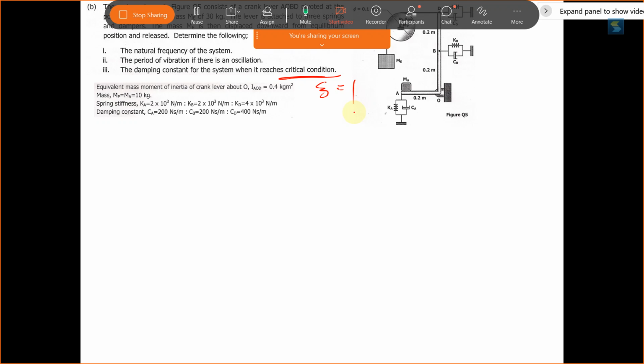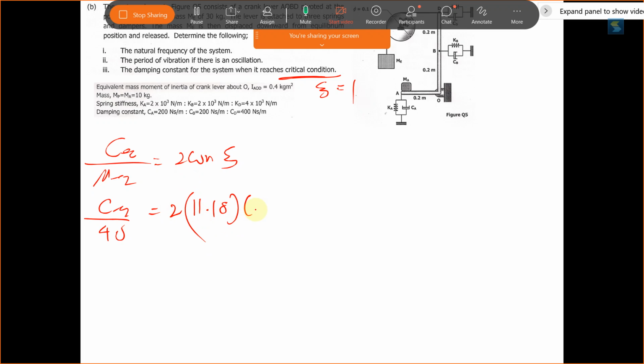Okay. So C equivalent over M equivalent equals 2 omega n zeta. So C equivalent over 40 equals 11.18 times 1. So C equivalent equals 894, right? 894.4 Newton second per meter. Okay, done. It's finished.